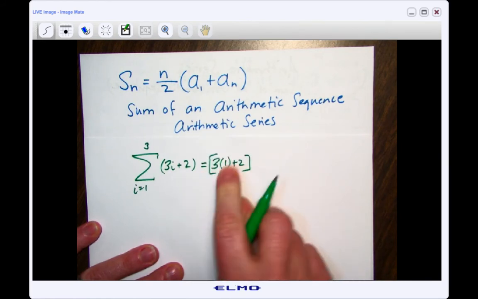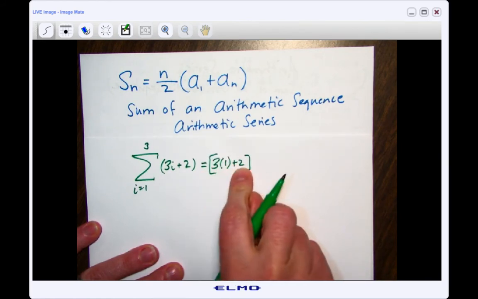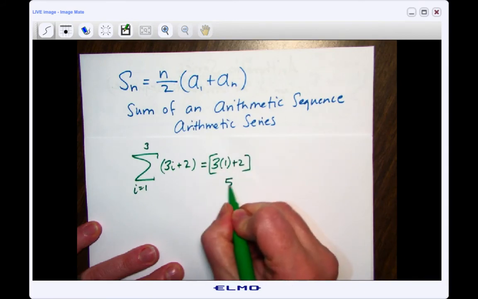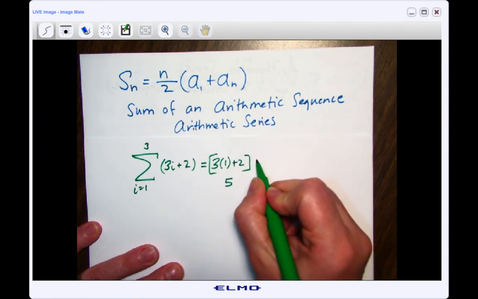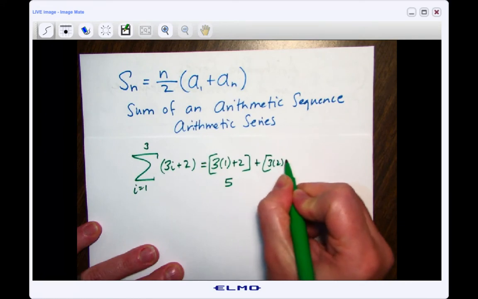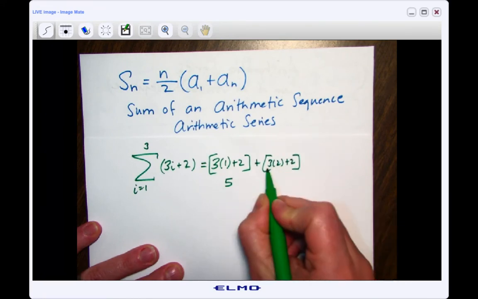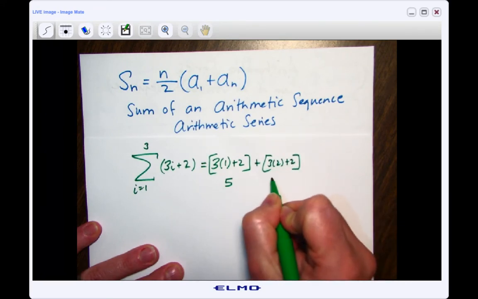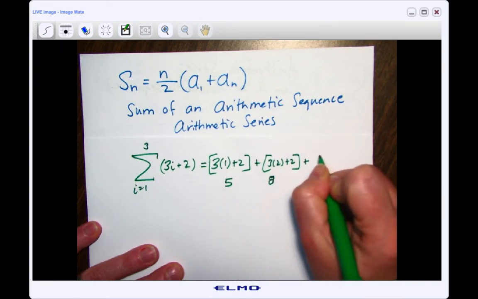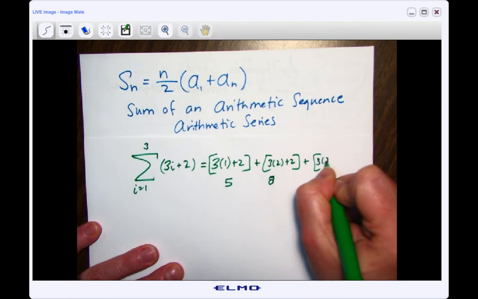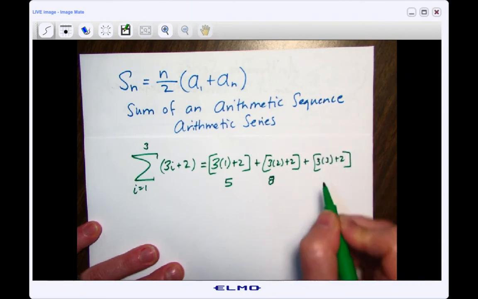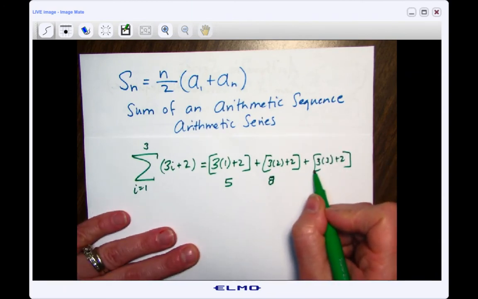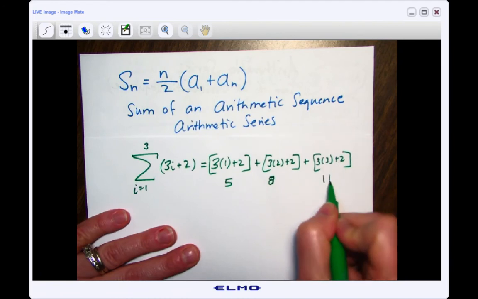So this would be the first term in the sequence. Our first term would be a 5. Our second term would be a 6, 7, 8. And our third term would be, I have to stop talking for a second while I write, so I don't mess up the numbers. This will be 9, 10, 11, right?